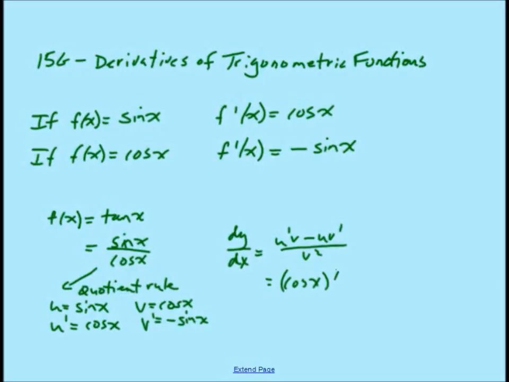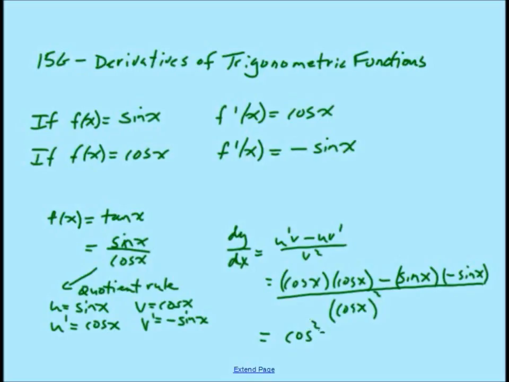V is cos x. Subtract u, which is sine x, times v dash, which is negative sine x, all over v squared. V is cos x, and we are squaring that. So cos x times cos x is cos x squared. We write that as cos squared x, remember? Negative sine x times negative sine x is positive sine x squared. We write it as sine squared x, all over cos x squared. That's the same as cos squared x. That's the better way of writing it.